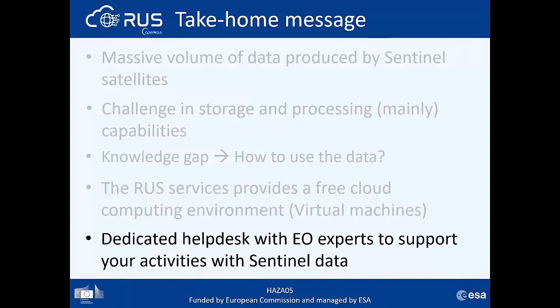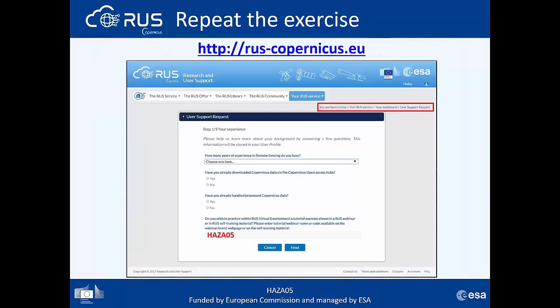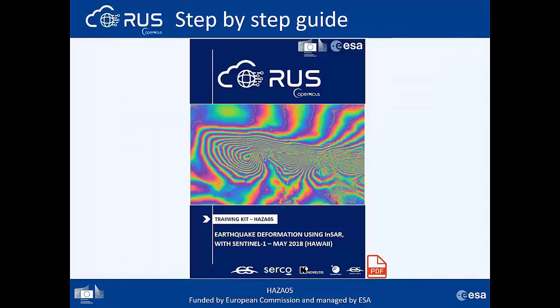So before moving to the Q&A session, let me tell you again that you can repeat this exercise on your own if you want, to practice or adapt the methodology to your own application. For that, go to rus-copernicus.eu, register in RUS and apply for a virtual machine. During that process, you just need to specify the training code HAZA05. You will receive the training kit that contains the PDF of the step-by-step guide and the auxiliary data.